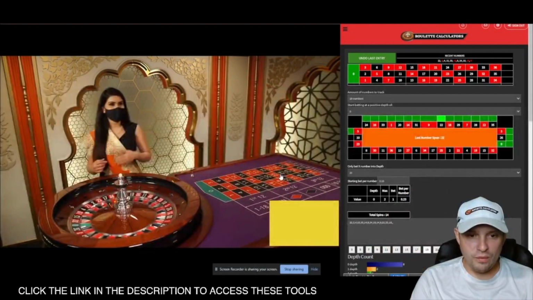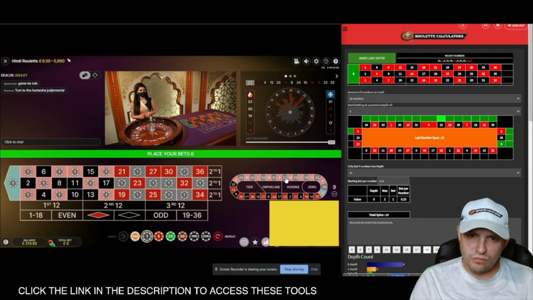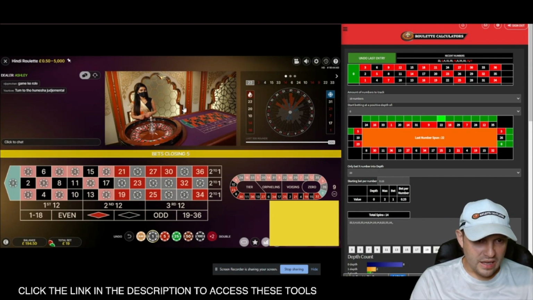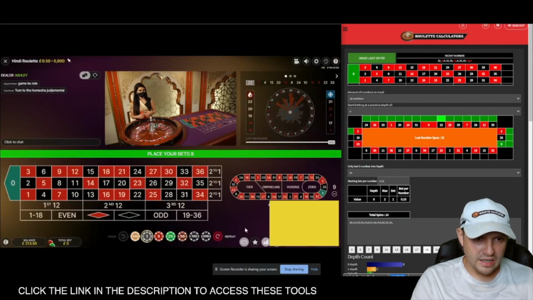So we're going to get straight on with the strategy. I'm going to play the video here. Now, before we get too far into it, let's skip back a little bit. That's 213.50, that's where he's at.